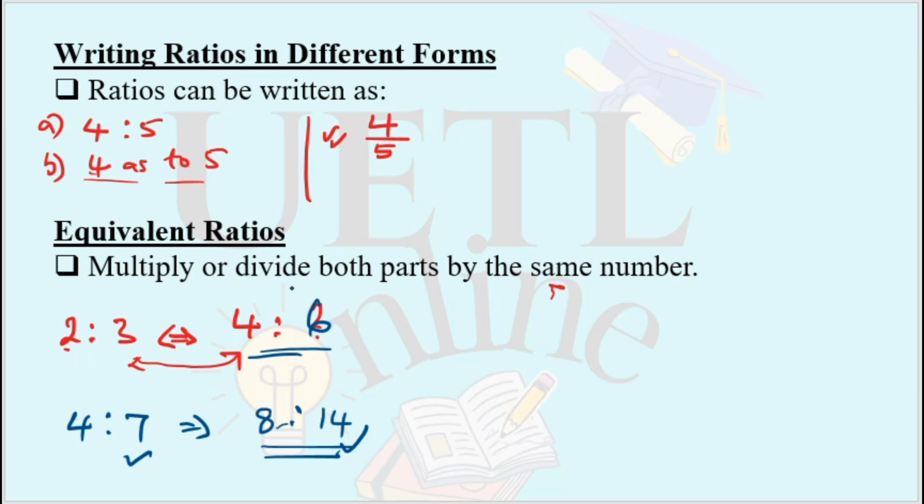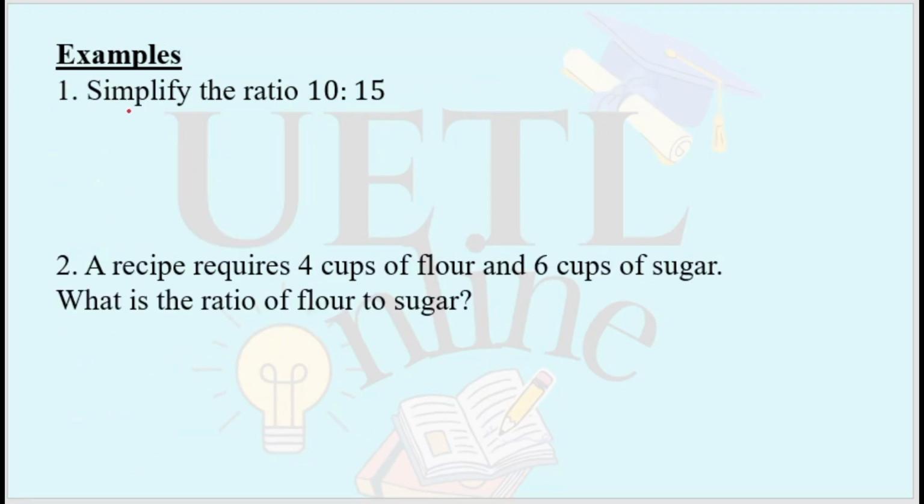You just have to multiply or divide both parts by the same number. Now let's do some quick examples so that we can understand better. Okay, the first example is to simplify the ratio 10 is to 15.